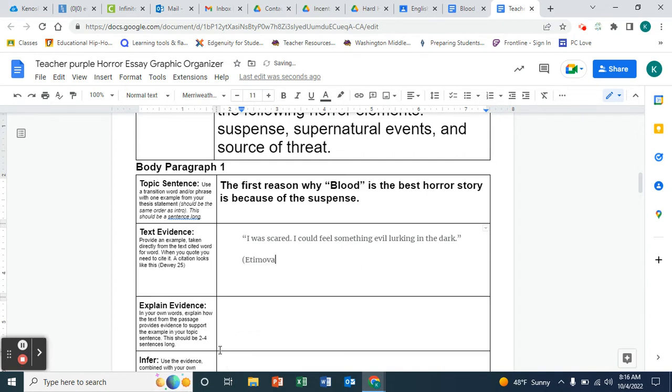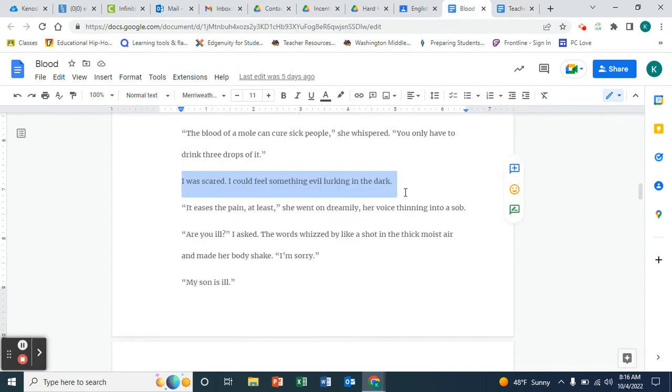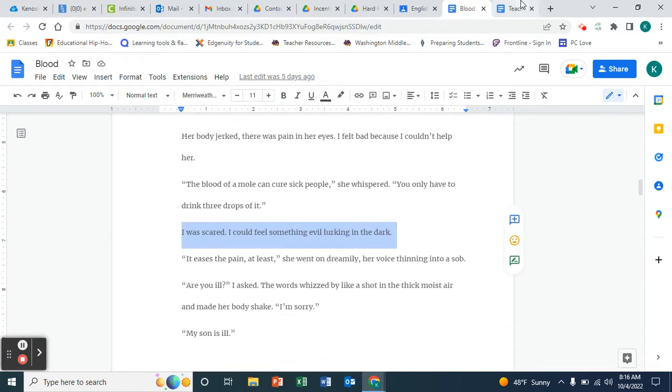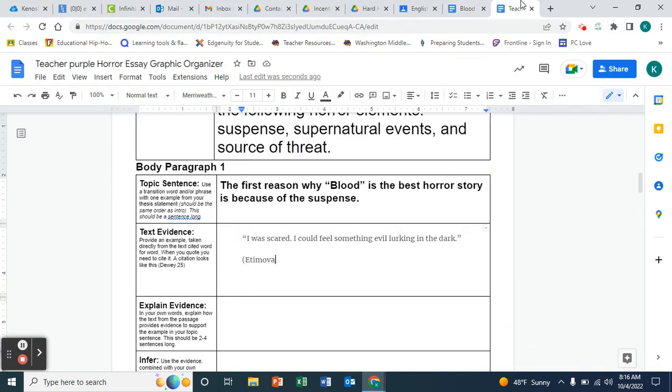MLA citation requires a last name and then the page number, which would be, let's see, 1, 2. Okay, so there's 2 pages. So I'd have 2. There we go. 2, just like that. I'd actually put it right after this. Okay, well, I guess it's just going to be like that. And your period should go right after there.